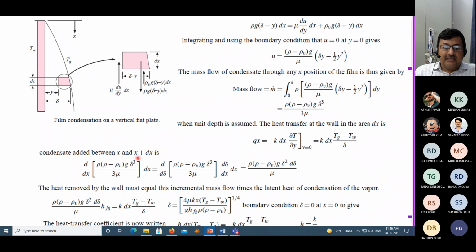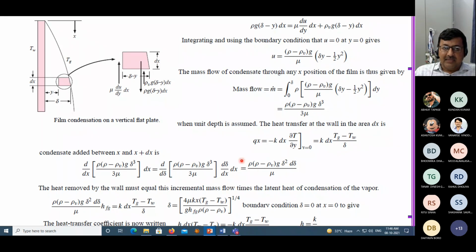Then the condensate added between x and x plus dx. Up to this point it is x, and this is x plus dx. If you really want to know the condensate added, you take d by dx of the mass flow rate that you have obtained, and then d delta by dx into dx, in order to get what?